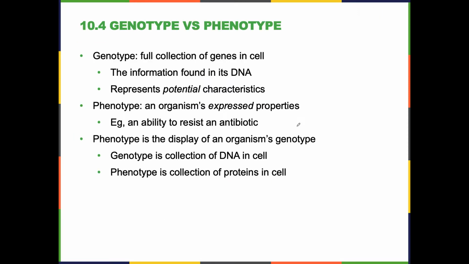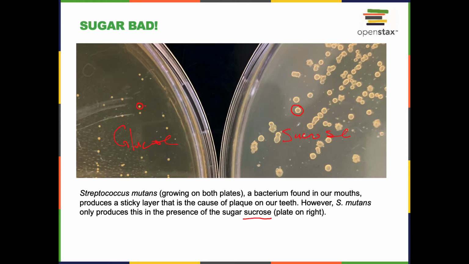And so we have terms for this, genotypes and phenotypes, right? Genotypes are simply the collection of genes within a cell, the information that's found in its DNA. And we call this the potential characteristics, right? So going back to this, the genotype of both of these two cells is exactly the same. Nothing has changed, right?